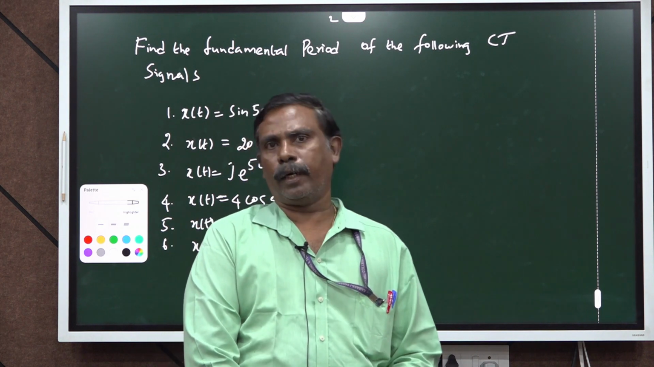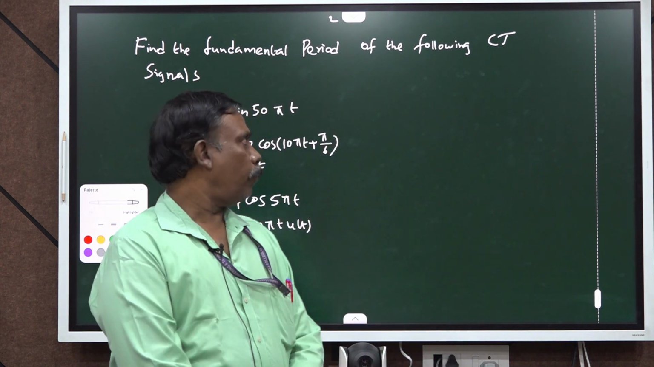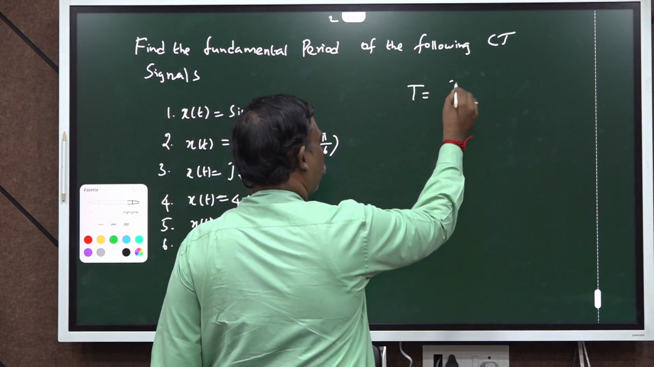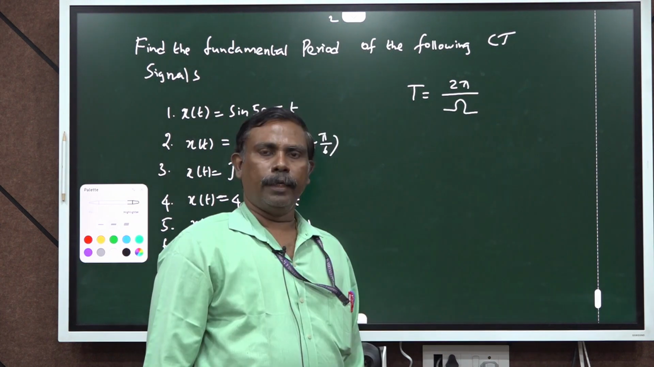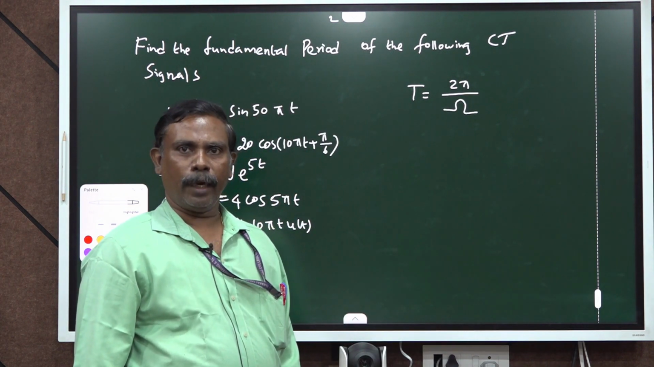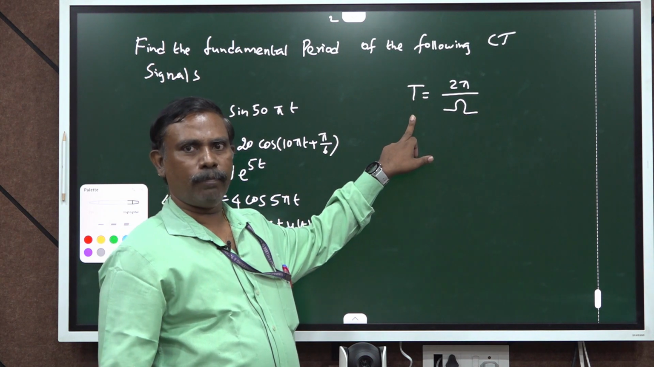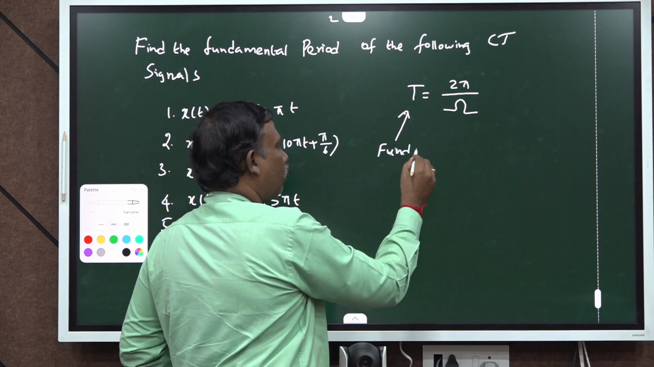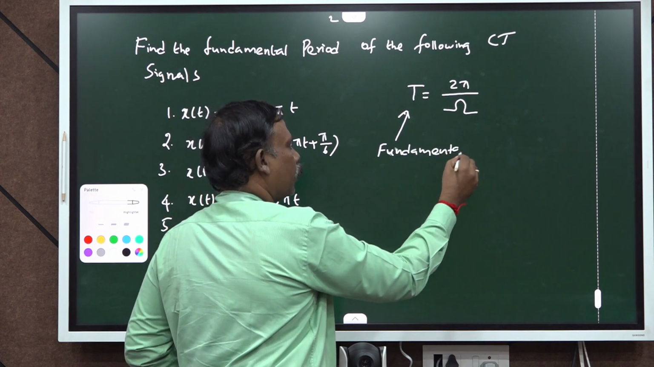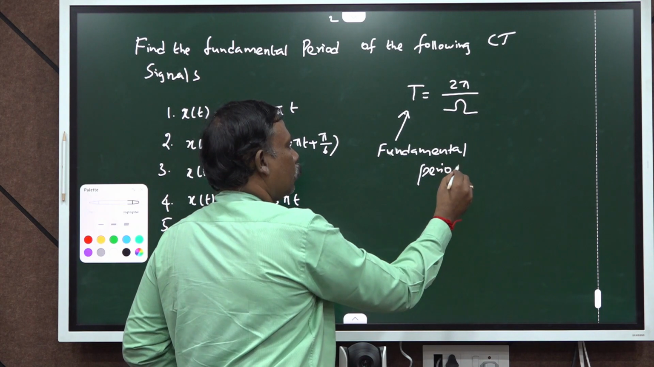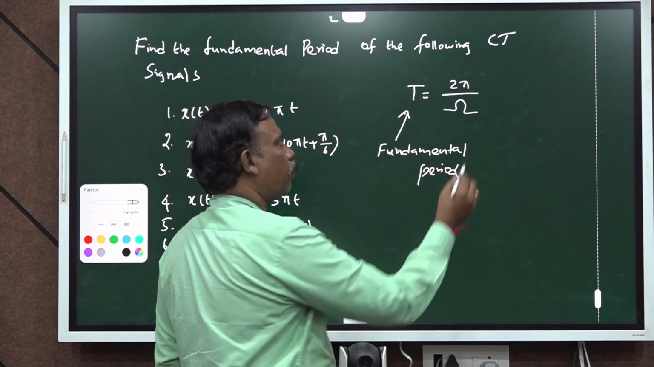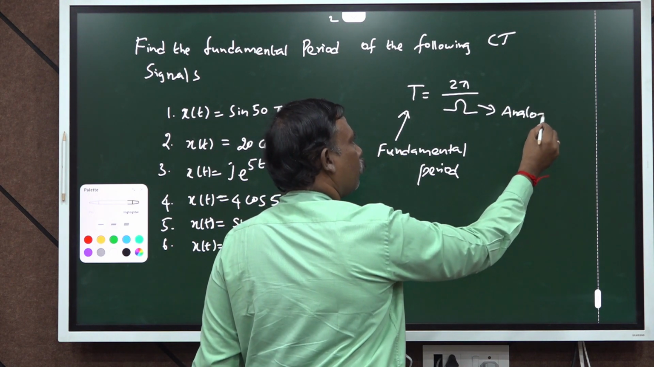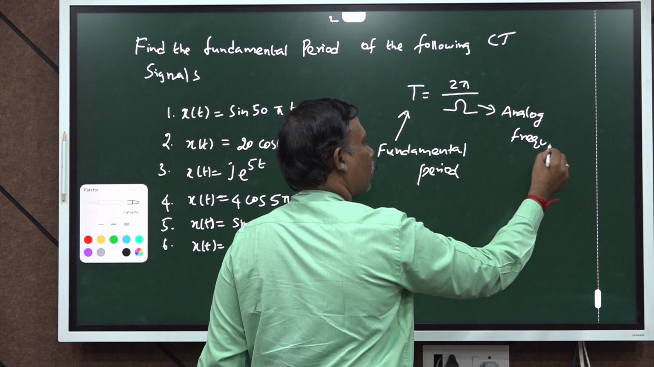Then we have to find out the fundamental period. The formula for the fundamental period is T equals 2 pi by omega. T is the fundamental period. For every signal, our aim is to find the fundamental period. Omega is the analog frequency, or continuous time signal frequency.